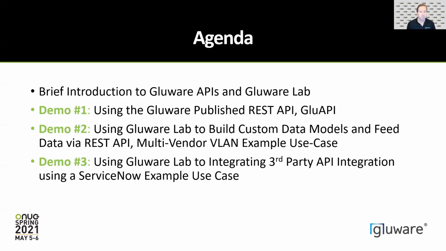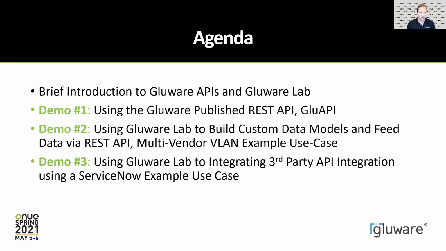Once you have that data model existing in Gluware, we're going to use an example of VLAN, and the VLAN database that you're storing, like VLAN IDs and VLAN names, could feed multi-vendor switch examples. We're going to probably just use one example, one vendor in this, but it certainly could be multi-vendor. And we're going to feed the data model via REST calls as well. So that's demo number 2.